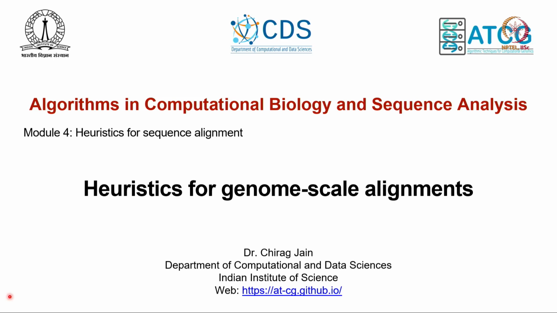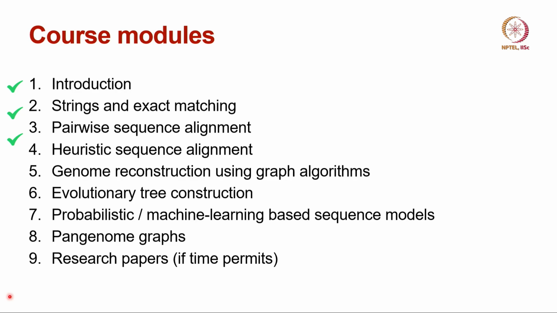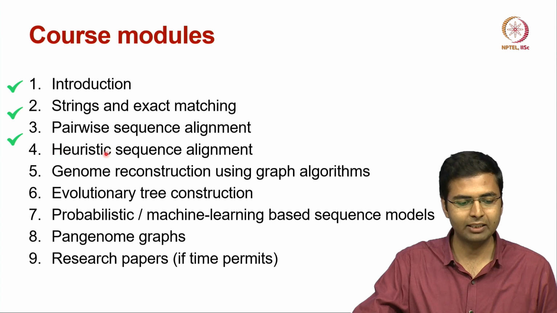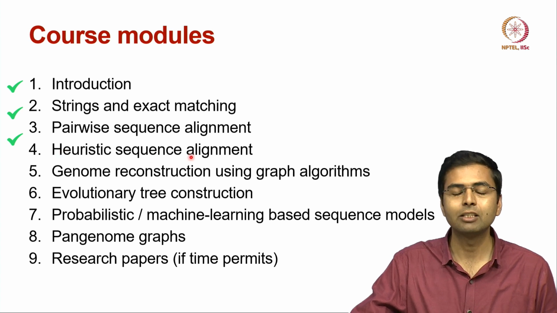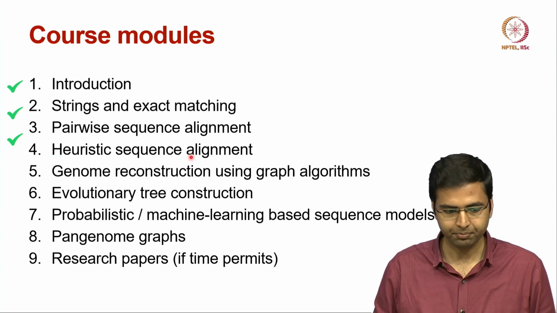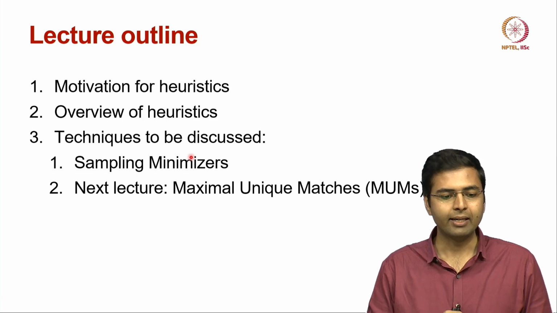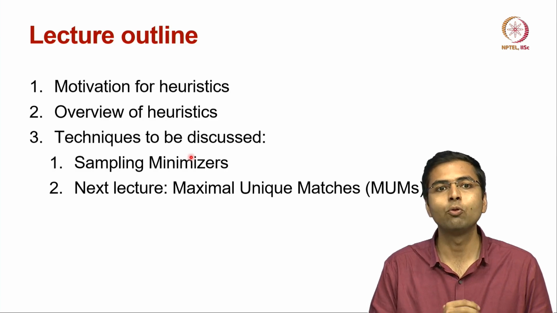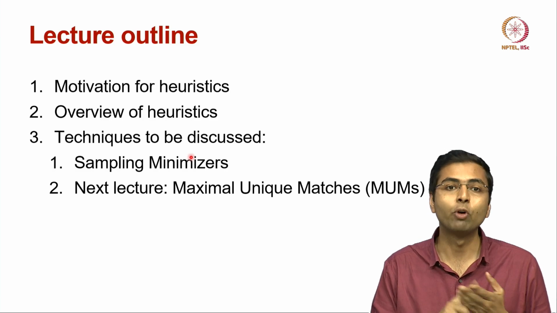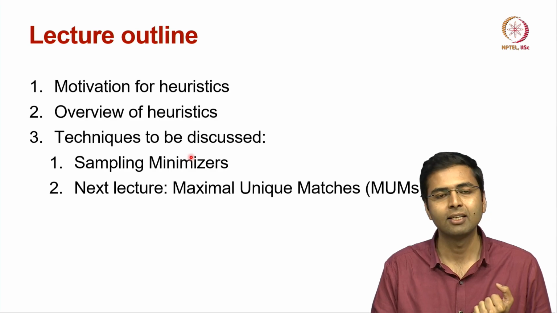So, this lecture will focus on heuristics for genome scale alignments. We have finished 3 modules and today we will be starting the 4th module of this course, that is heuristic methods for pairwise sequence alignment. And in this lecture, we are going to look first at the motivation for why we need heuristics.